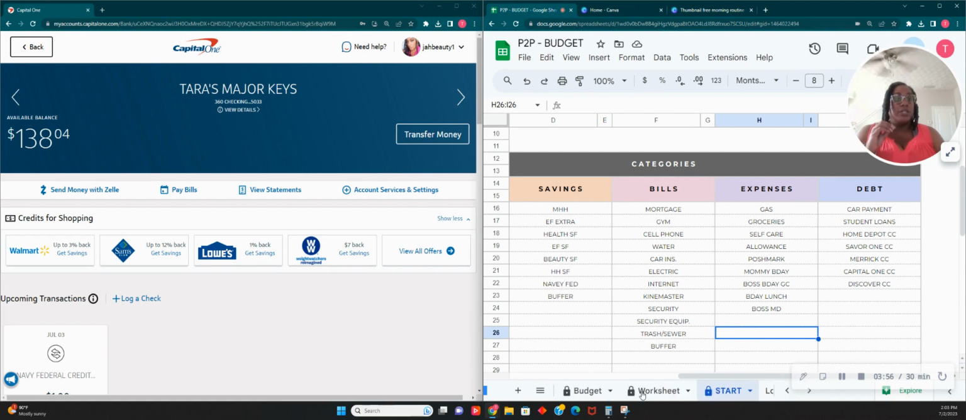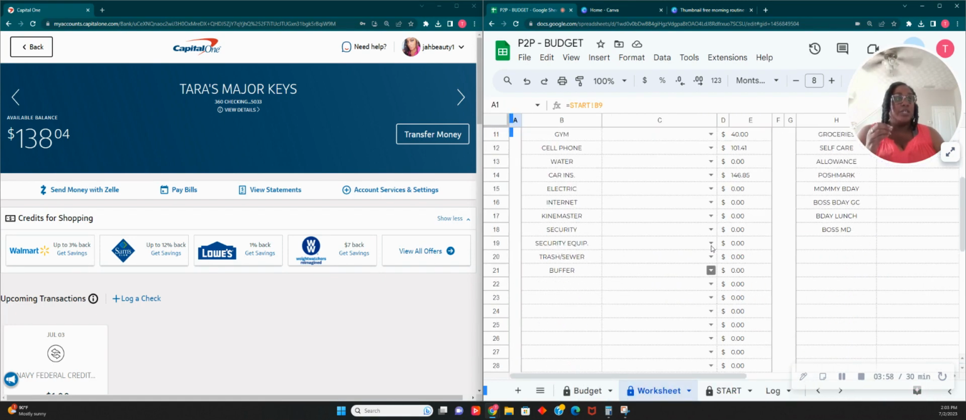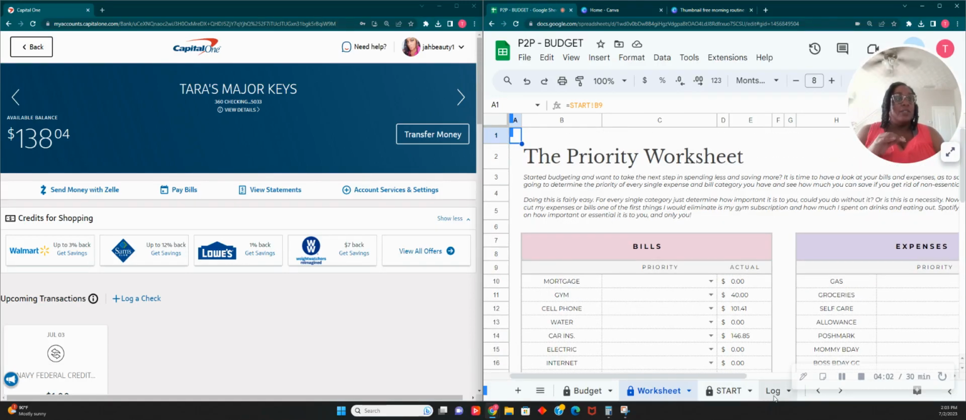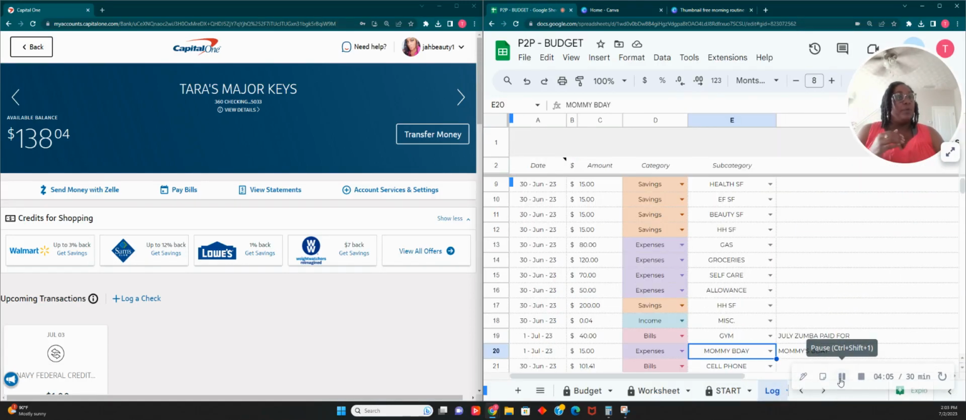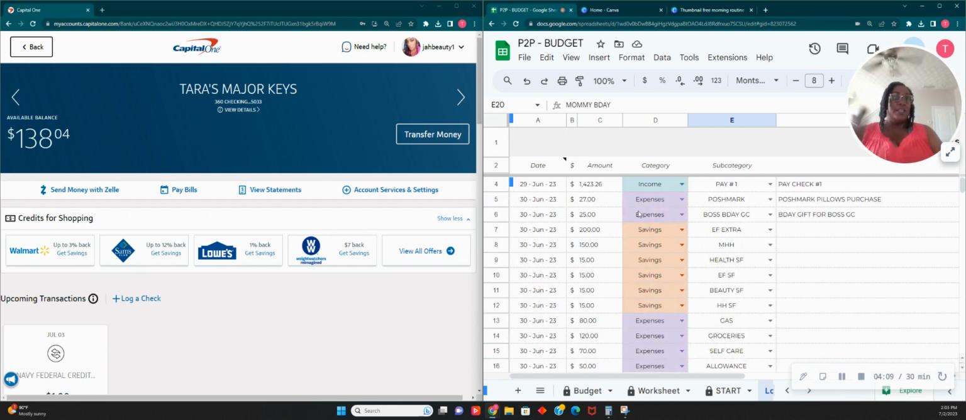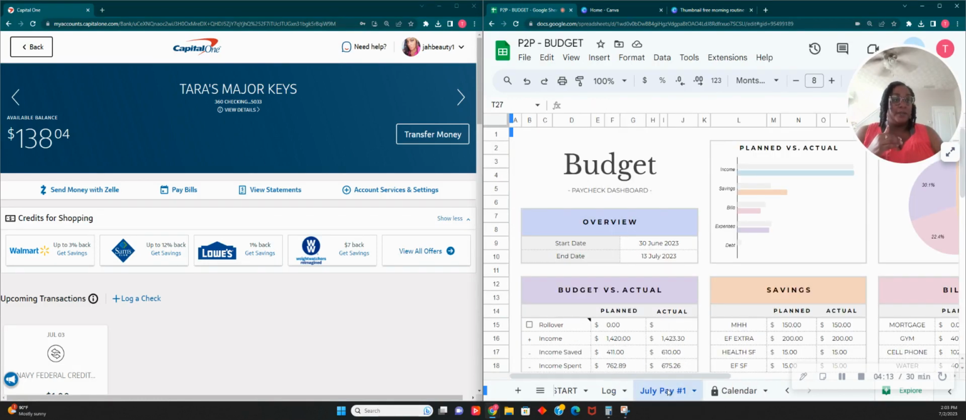So there is a worksheet that comes with it, an extra priority worksheet. I literally have not even tried to work that out at all. So let's go to the log. The log is important because I learned that the log has everything to do. You're going to fill in everything you spent and it will automatically fill to your paycheck. So here's my paycheck number 1.